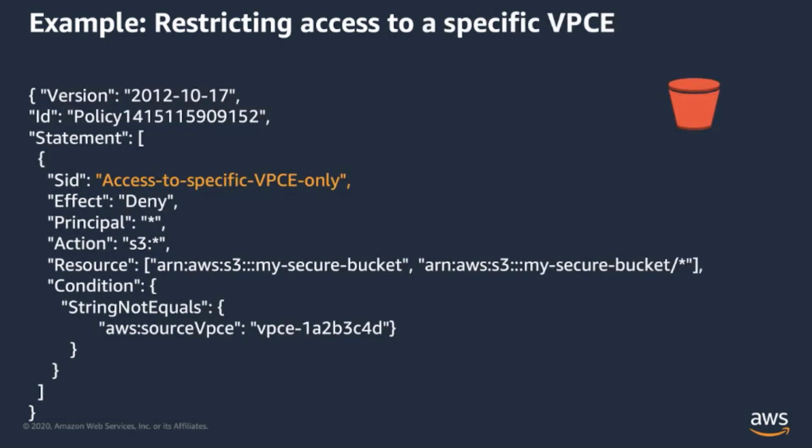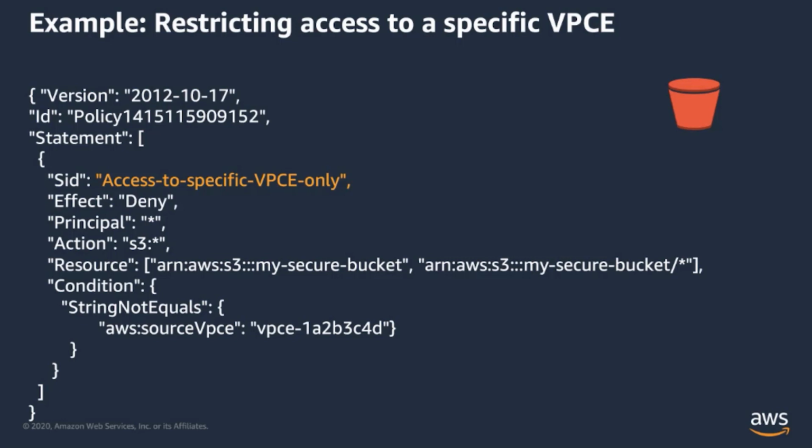Now you can also lock down the bucket to say that it's only allowed to be accessed from that VPC or VPCE. So in this case, we're restricting access to a VPCE. And you can see we again have our version and our ID. And with our statement, we have our SID of access to specific VPC only. Our effect is deny, principal star, action S3 star, and resource my secure bucket and my secure bucket/star.